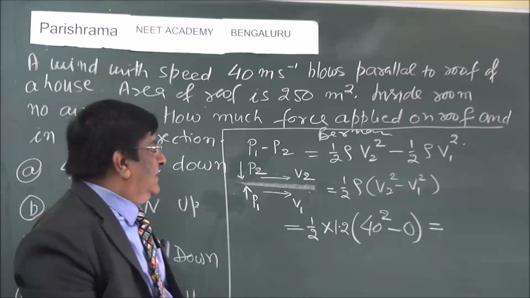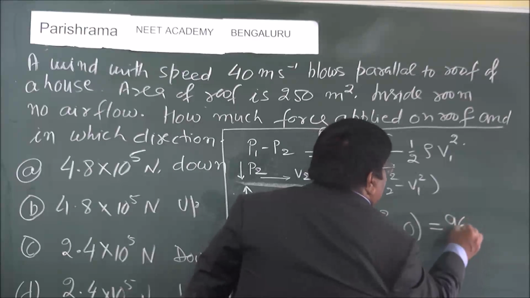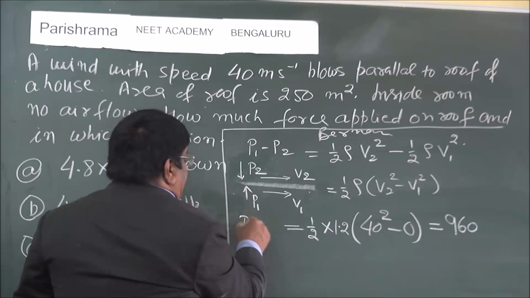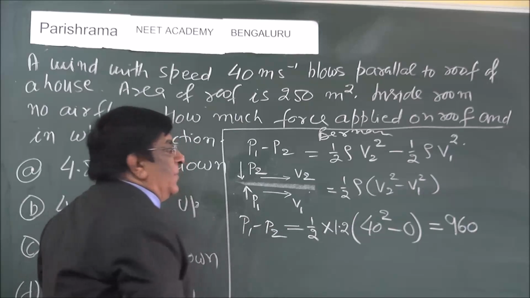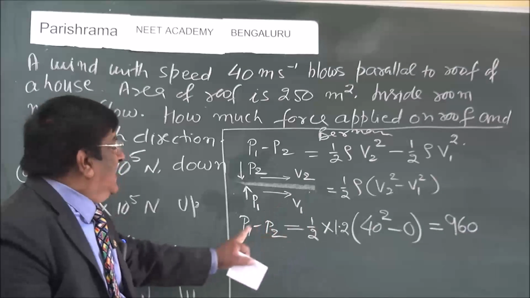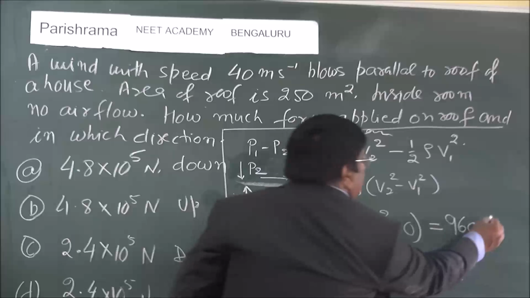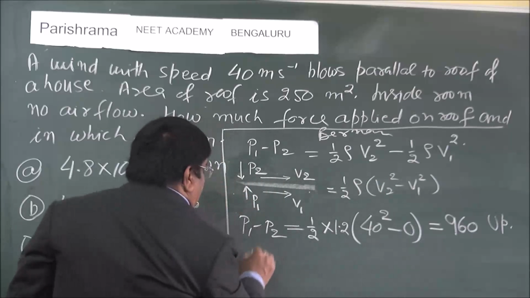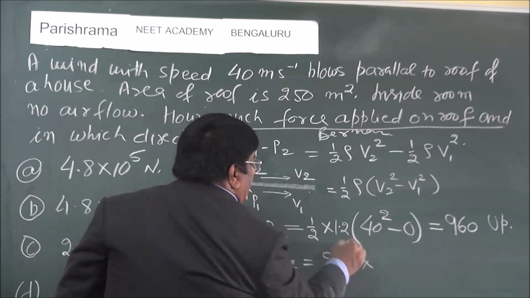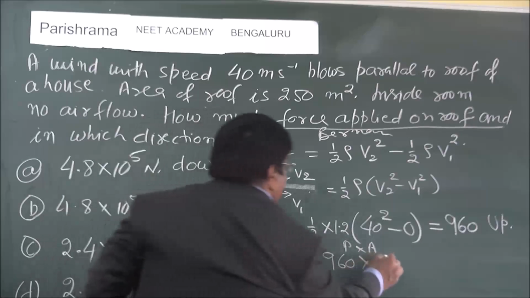Now, do it. Yes, can you calculate? Very good. This is 960. What is this? P1 minus P2. Pressure difference. In which direction? Because we have got plus 960, that means P1 is higher. This is P1. So direction is up. Then what will be the force? Yes, 960 multiplied by P into A. 960 multiplied by 250.